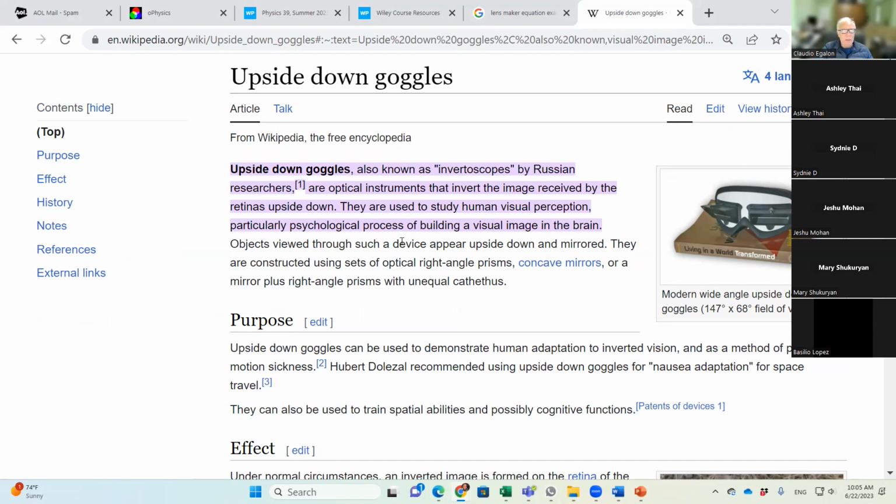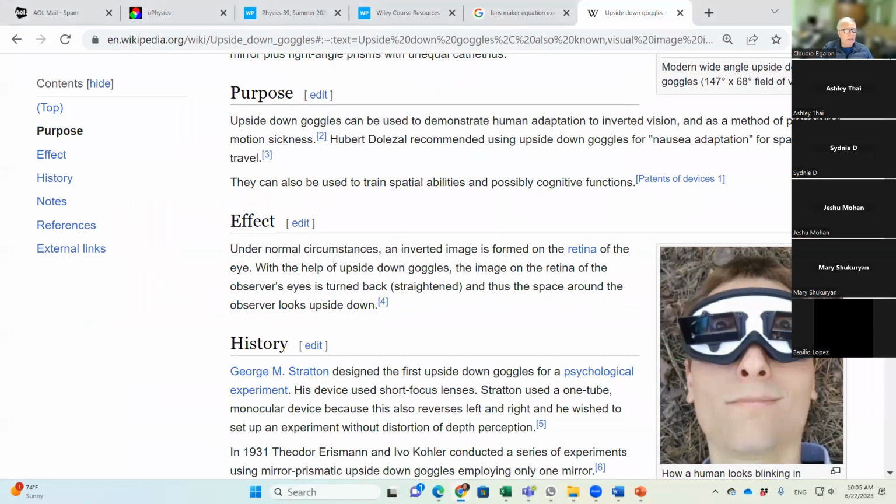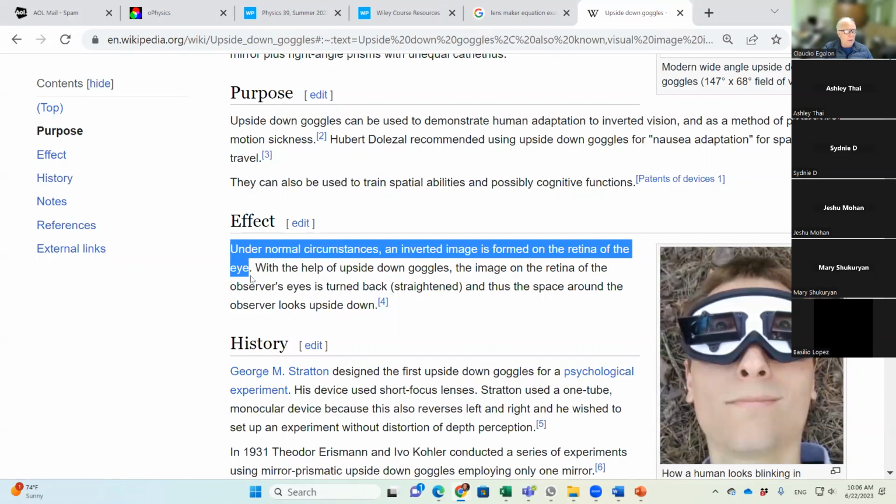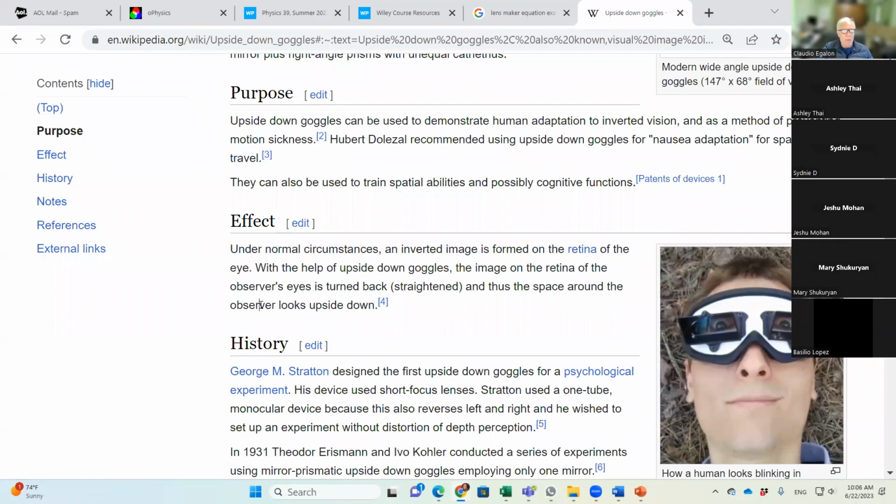And in fact, under normal circumstances, see here the eye of the guy is upside down, right? You can see his eye upside down. Under normal circumstances, an inverted image is formed on the retina of the eye. With the help of upside down goggles, the image on the retina of the observer's eye is turned back straight. And thus the space around the observer looks upside down.